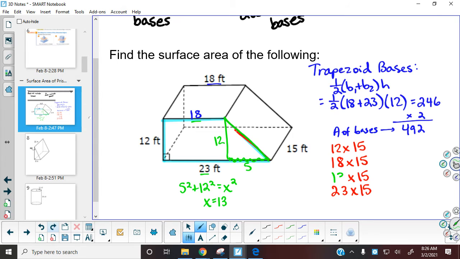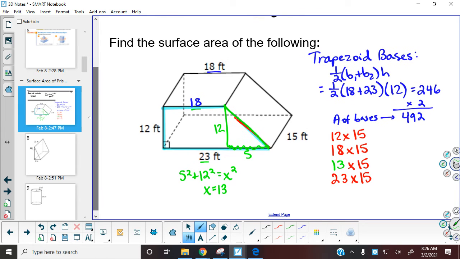So that is actually this dimension. Okay, so let's go ahead and do our calculations. When you look at this, we have 12 by 15 gets us 180. You've got 18 by 15 gets us 270. You've got 13 by 15 gets us 195. And then you get 23 by 15, which gets us 345.